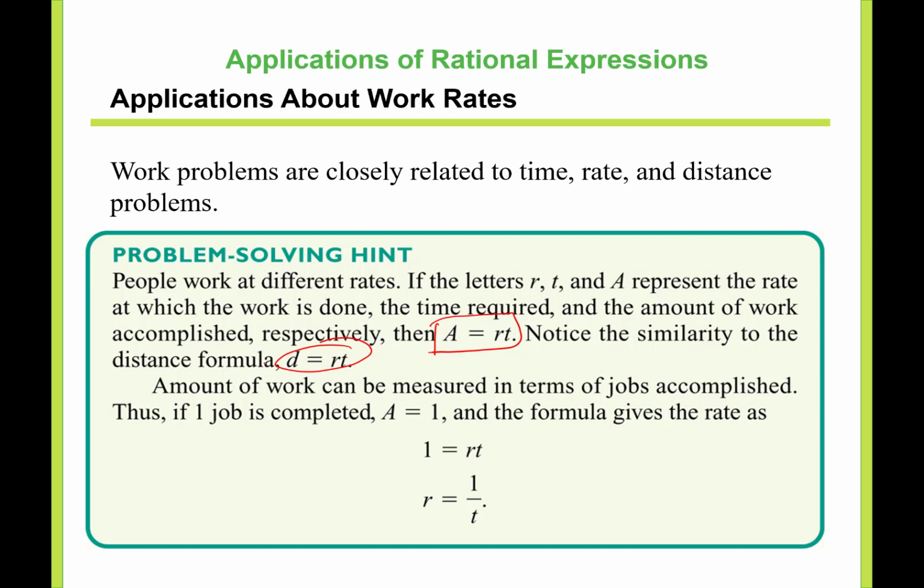So the amount of work can be measured in terms of jobs accomplished. Thus, if one job is completed, A is equal to 1, and as a result, R is going to be 1 over T. Now, this is the single most important rule that we need to have right there, because that's going to help us to do almost every question that we're going to be working on. Notice again, if this represents the one job done, and we have two people working together to complete one job, the rate is always going to be 1 over the amount of time spent by that person. So just be mindful of that.